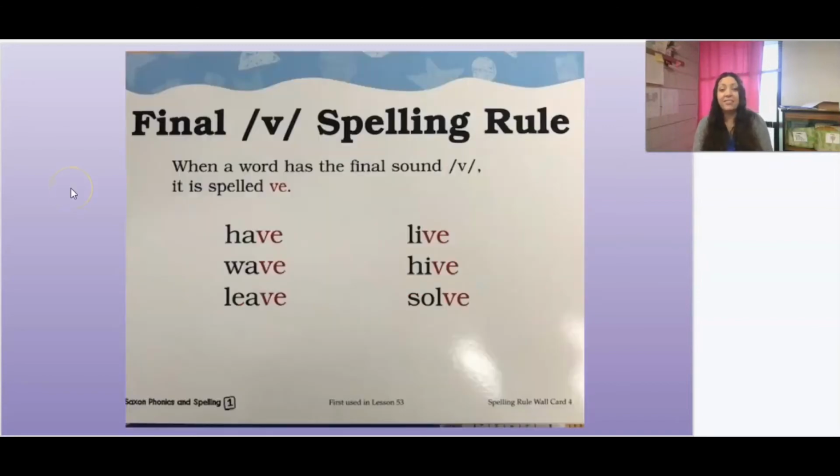All right, and then the final V spelling rule, okay? When we have a word that has the V sound at the end, we always spell it with VE. This is a little bit easier to remember. If I hear V at the end, that V can't be by itself. Look, have, VE, wave, VE, leave, VE, live, VE, hive, VE, solve, VE. So when you hear the V sound at the end, you always spell it with VE.